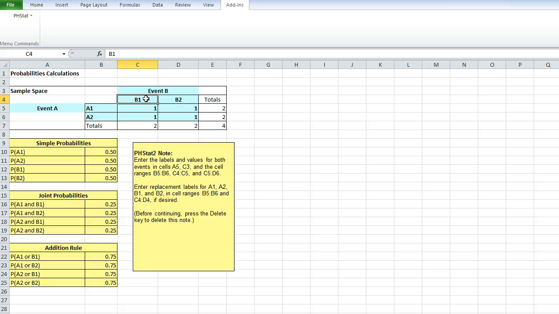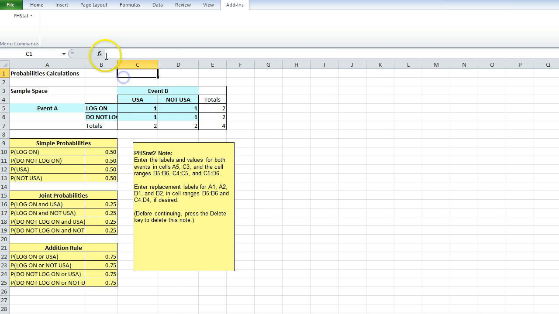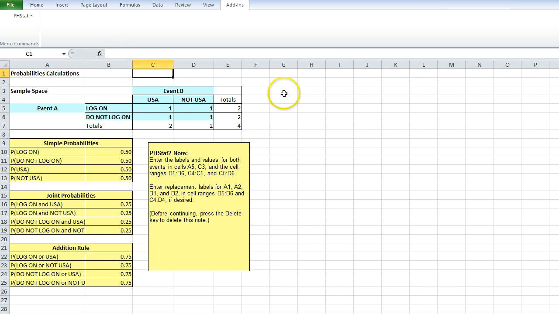So let's call event B1 that they live in the US, and let's call this one that they do not live in the US. And if you notice, it fills in nicely the names for you once you replace the B1 and the B2. And A1 is that they log on every day, and this is that they do not log on every day. And let's go ahead and widen that.